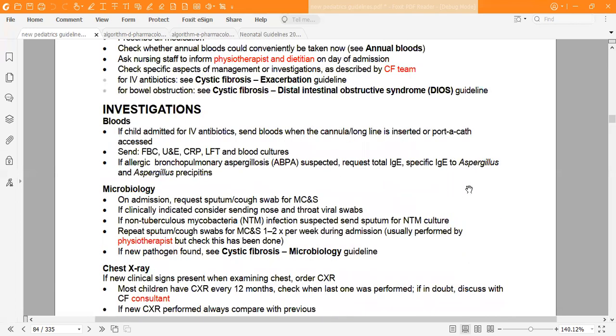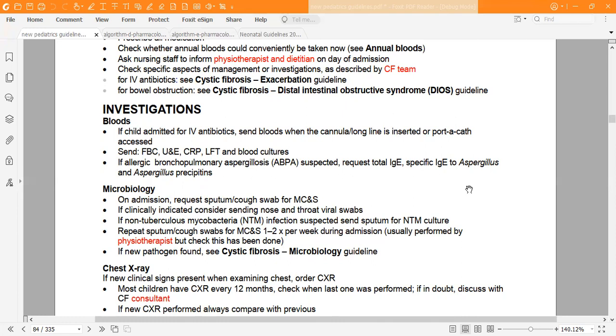Investigations. The initial investigations for a cystic fibrosis case: bloods. If the child is admitted for IV antibiotics, send bloods when the cannula or long line is inserted or the portacath accessed. Send full blood count, urea and electrolytes, CRP, LFT, and blood cultures. This is your baseline investigation. If allergic bronchopulmonary aspergillosis is suspected, request total IgE, specific IgE to aspergillus, and aspergillus precipitins.